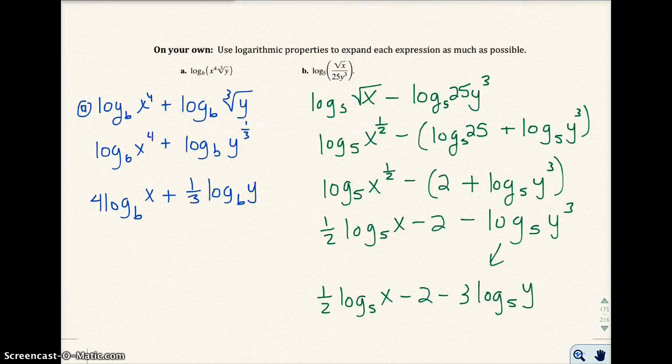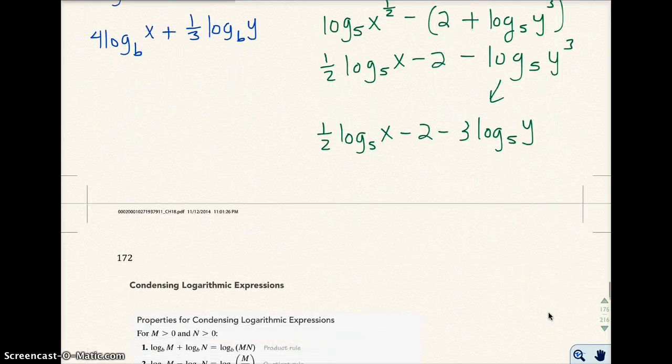Okay, so here are the answers to the on your own problems. Over here I went ahead and used the product rule, and make sure to put parentheses here. I used the power rule here, and here I distributed first, and then I used the power rule here. So as long as you get this answer, 1/2 log base 5 x minus 2 minus 3 log base 5 y, you're good. Okay, let's go into how to condense logarithm expressions.